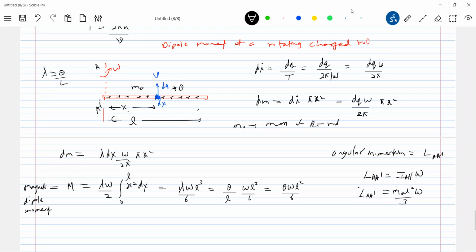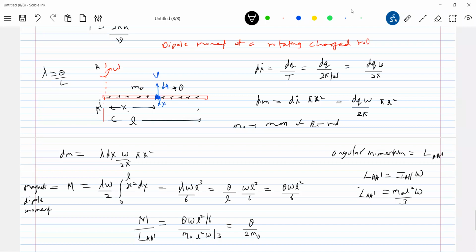So let's take the ratio of these two. What do we get? Ratio of dipole moment to angular momentum should be equal to Q omega L square by 6 over m naught L square omega by 3. How much am I getting? I'll end up with Q by 2 m naught. What is m naught? Mass of the rod.